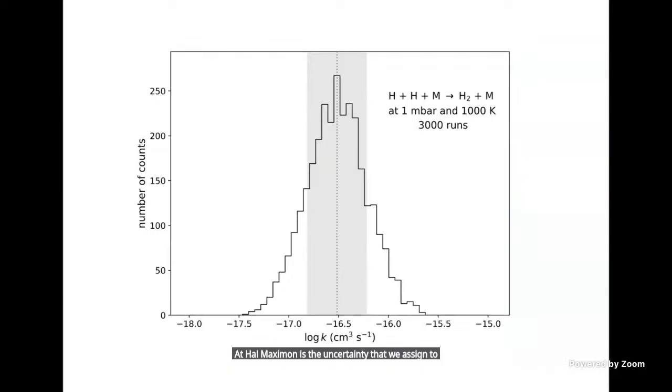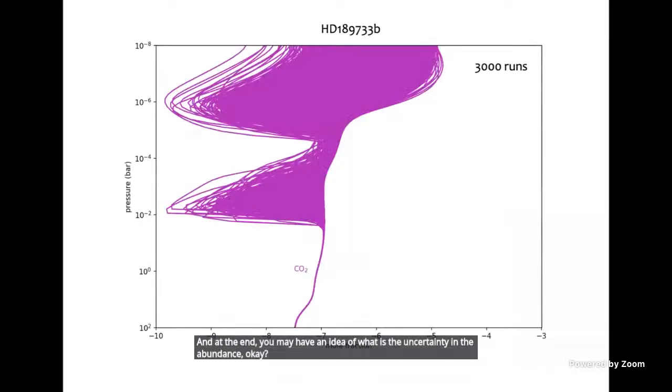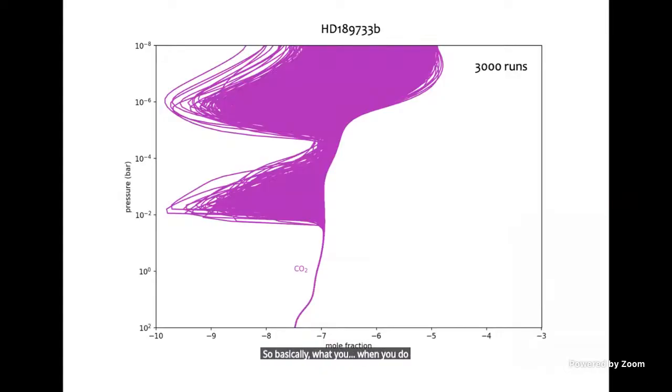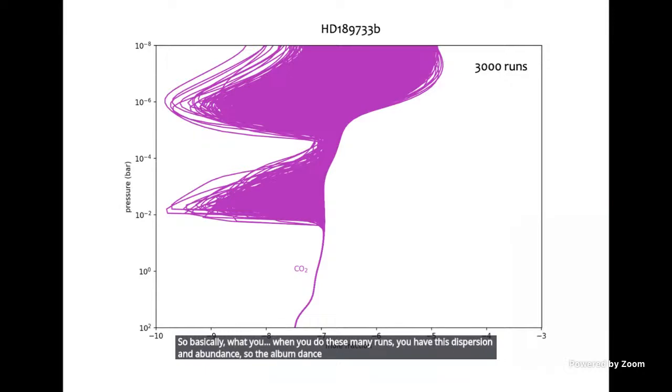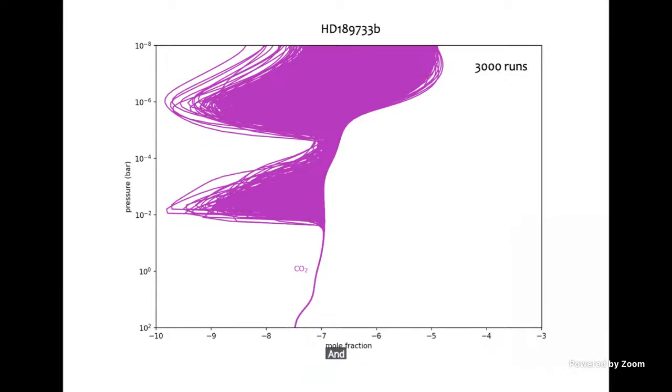Okay, so you do this for all the reactions, and you run many models in which these rate coefficients are varied randomly within their uncertainties, and at the end, you have an idea of the uncertainty in the abundance. So when you do these many runs, you have this dispersion of abundance. The abundance, in this example for CO2, varies this much depending on the run in which the rate coefficients are different. And from this, it's straightforward to get the mean and the standard deviation, which is this one.